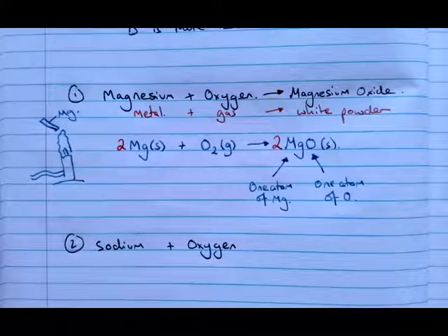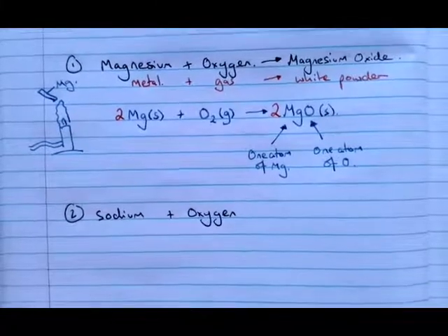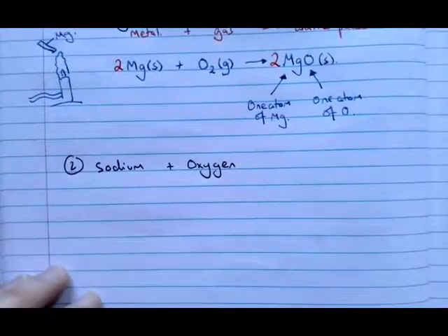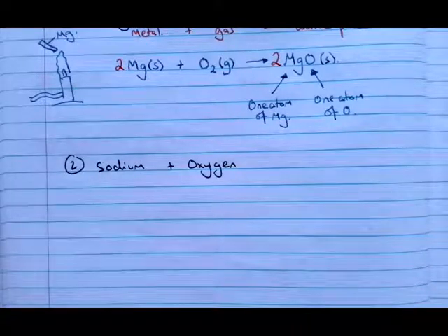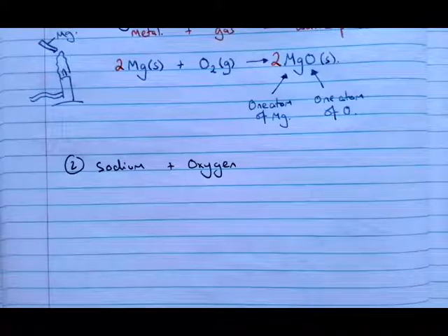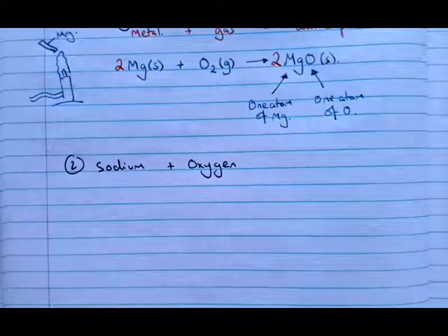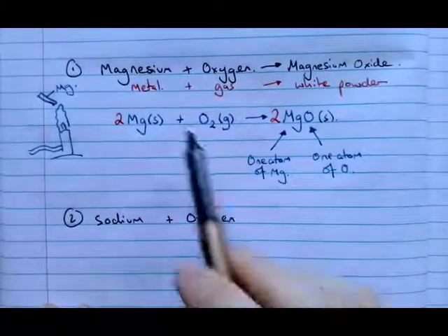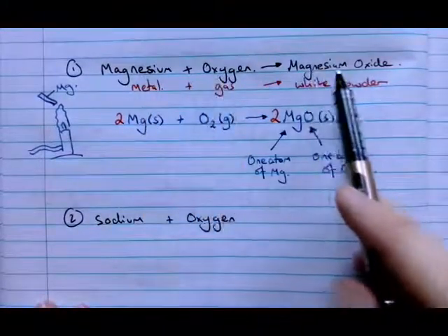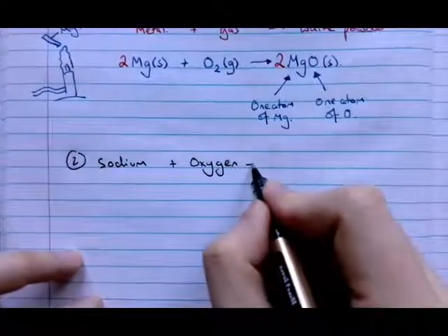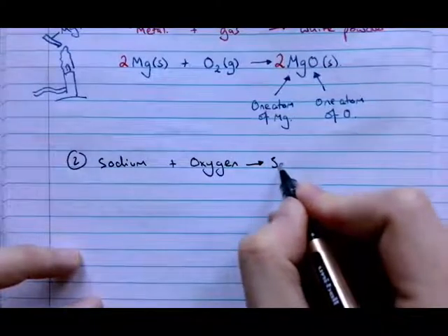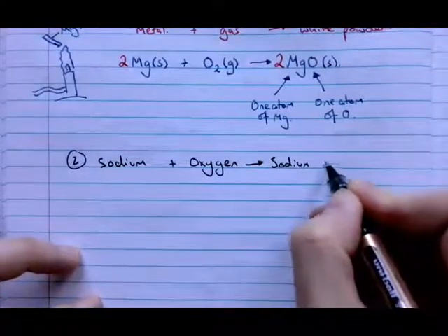Right, let's do another one. If we were to do the reaction of sodium with oxygen, remember, like when we did metals with acids, they all react in roughly the same way. Some might be more reactive, some might be less reactive, but they're all doing the same type of reaction. So if I burn magnesium in oxygen and I get magnesium oxide, if I burn sodium in oxygen, I'm going to get, surprise, surprise, sodium oxide.